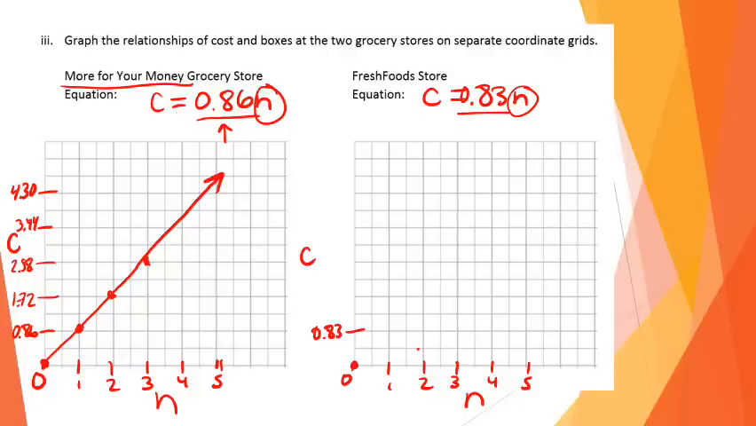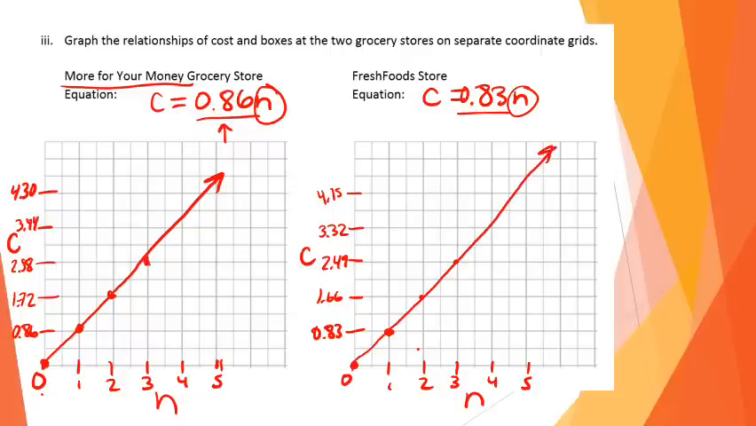So I have 83 cents and I'm going to add 83 cents again, which gives me $1.66. I'm going to add 83 cents again, which gives me $2.49. Again gives me $3.32. Again gives me $4.15. And now I can plot those points. So again, one box is 83 cents, 2 boxes is $1.66, 3 boxes is $2.49. And again, I can connect that into a line.